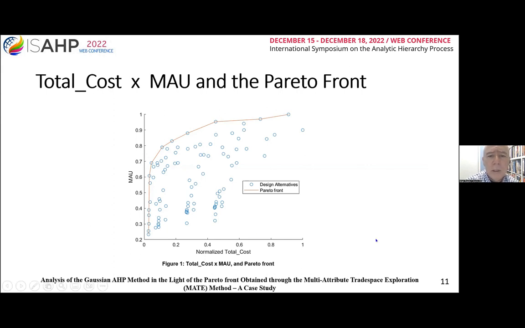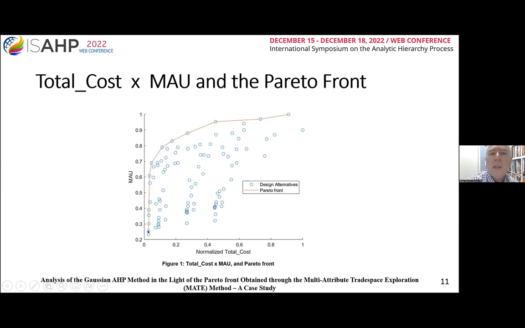We have in the horizontal axis the normalized total cost, and in the vertical axis the multiple attribute utility. Here each dot represents a design alternative. We have here 96 design alternatives, which are the result of the full factorial of those design variables that you saw in the previous slide. And you can see here a Pareto front in red, and you can see that some points of the design alternatives coincide with the Pareto front.